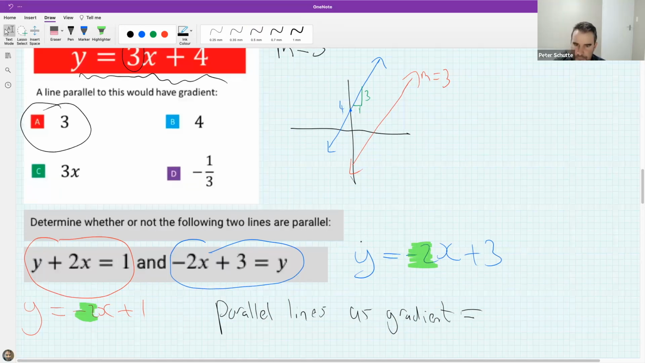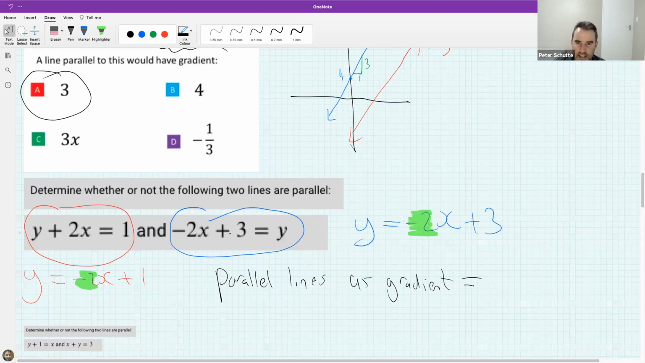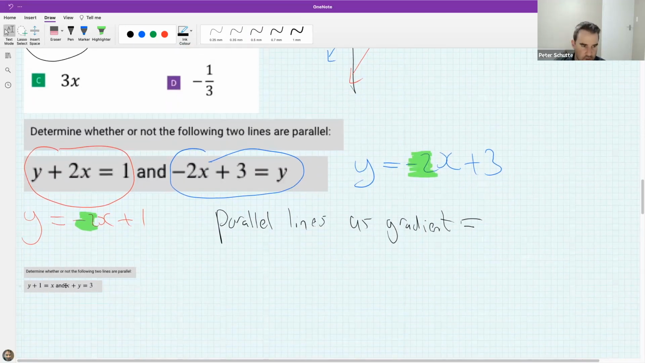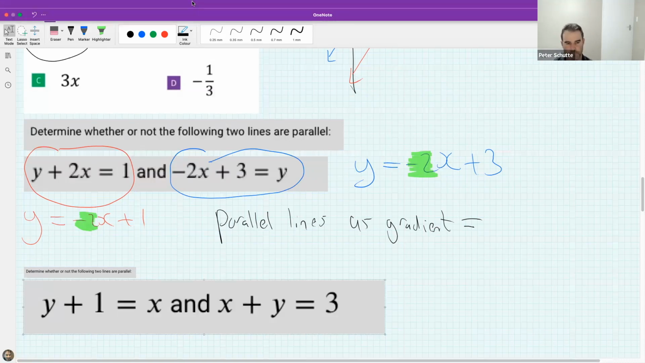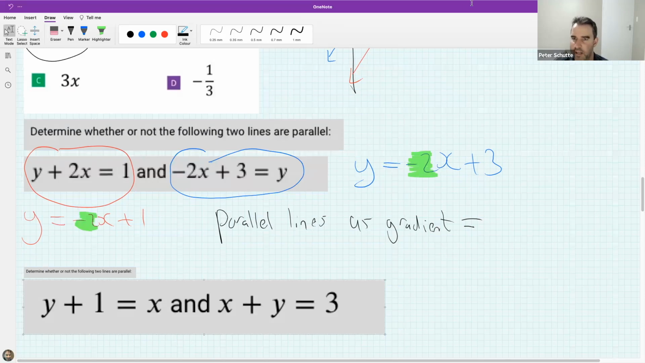Okay, so using this idea, let's have another go at a question like this. Determine whether or not these two straight lines are parallel. Over to you guys. You can tell me in the chat. Keep those answers coming, everyone.